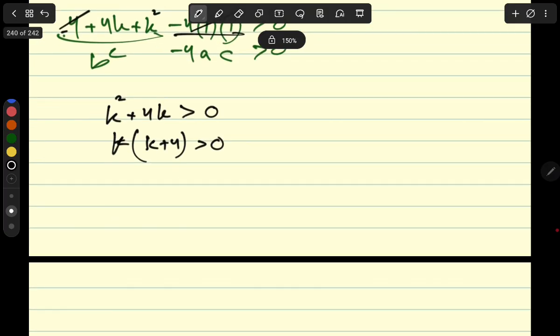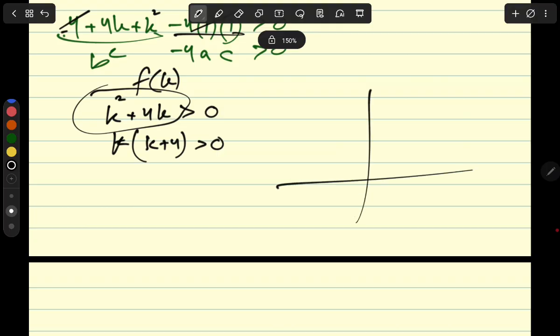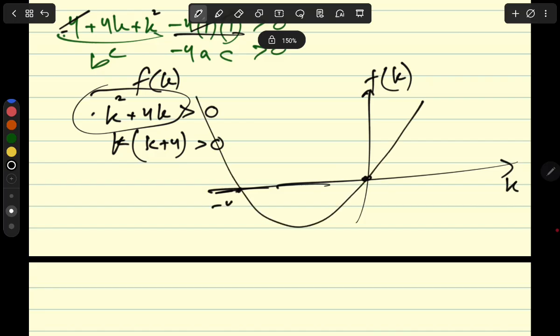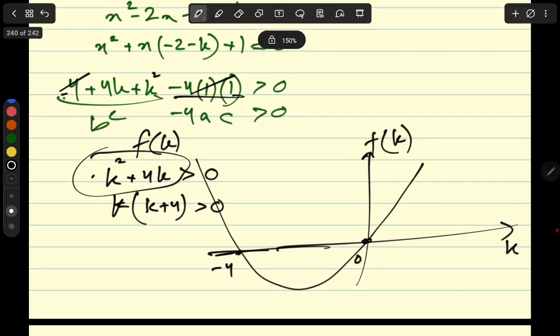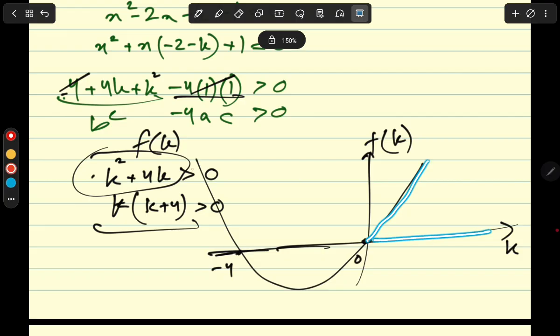Now I can see that this function of k is greater than 0, and its roots are at 0 and minus 4. So this is the function of k, the roots, and it is a minimum type because k squared has a positive coefficient. So the function is something like this. So this is minus 4 and this is 0, and it is saying that this function is greater than 0. So the function will be greater than 0 either here for these values, or here for these values. So what are these values?